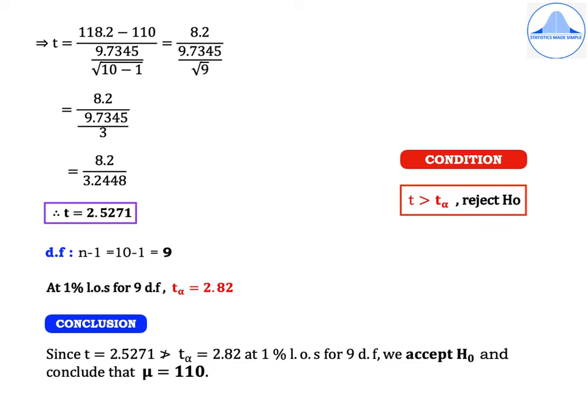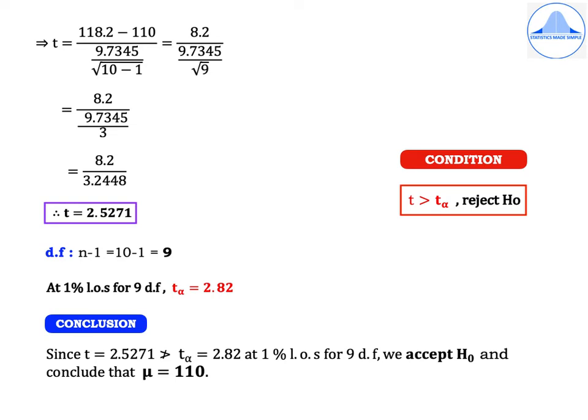Now, the condition which we should use for a right tail test is you have to check if t is greater than t alpha. So, let us find out the degrees of freedom, that is n minus 1, which is equal to 10 minus 1 equal to 9. Now, at 1% level of significance for 9 degrees of freedom, we get the value of t alpha as 2.82 from the statistical table for the t-test. Under t-test, you have to look for single tail test at 1% level of significance.